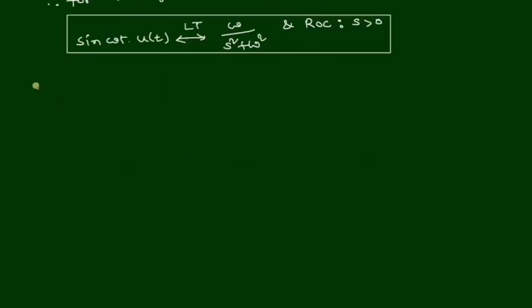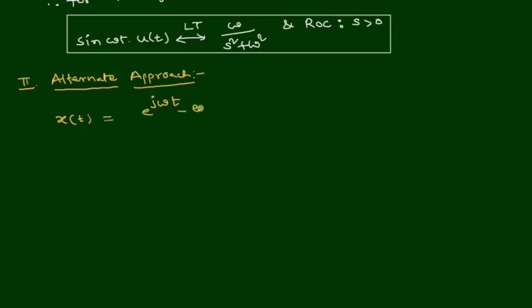Now we'll see the second approach. So x of t signal is given as sin omega t multiplied with u of t. So that is in terms of exponential, it becomes e power j omega t minus e power minus j omega t divided by 2j multiplied with u of t. Now apply the Laplace transform on both sides.